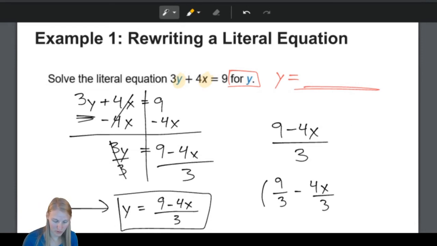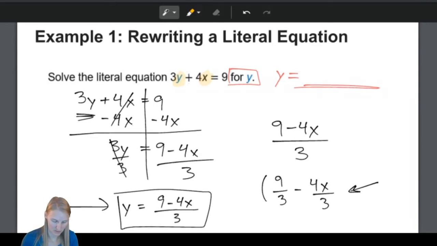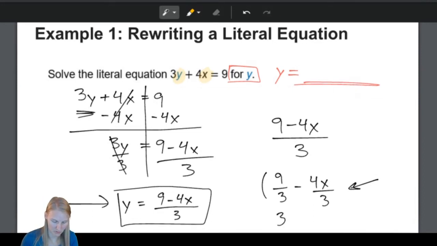And you'll notice that here, in this equation, what is 9 divided by 3? It's 3. So I can write this as 3 minus... can I divide 4 by 3? No, I cannot. So this will stay as negative 4x over 3.